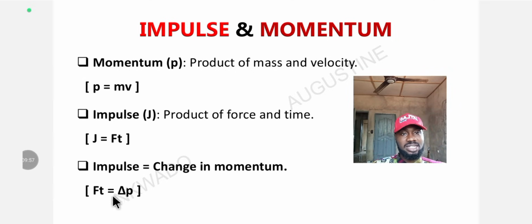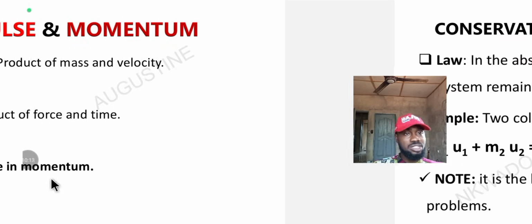So anywhere you see a triangle like this, it is called delta and it stands for change. Okay. So Ft, which is impulse, force times time, is equal to what? Change or delta momentum. As easy as ABCD.